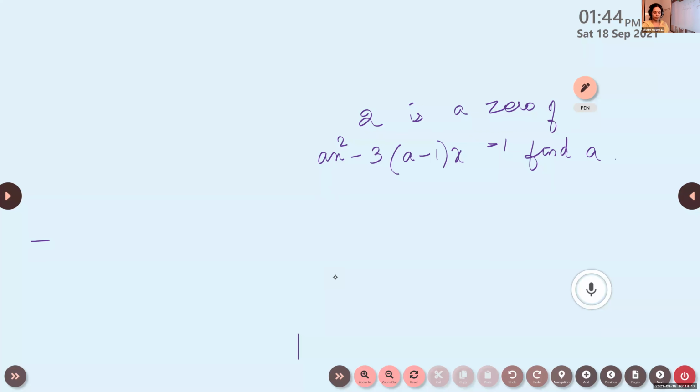How to do this? 2 is the 0. That means in the place of x, you have to put 2, isn't it? When you put x is 2, find out what is the value of a. When you put x is equal to 2, you get a into 2 square minus 3 into a minus 1 into 2 minus 1 is 0. Simplify this and find out what is the value of a.